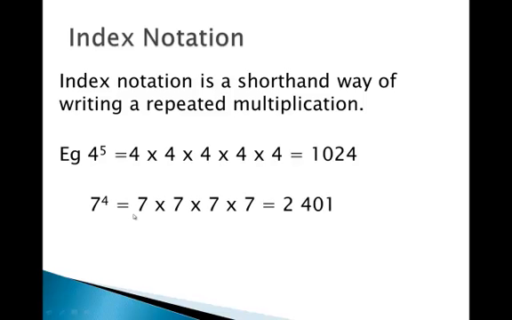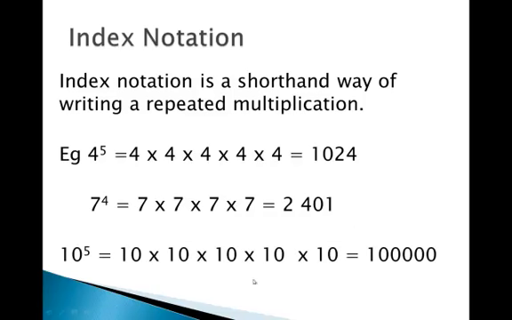7 to the power of 4 is 7 multiplied by itself 4 times to give you 2401. And 10 to the power of 5 is 10 times 10 times 10 times 10 times 10. So that gives you 1 with 5 zeros. That's an interesting thing to note. Whenever you're doing 10 to the power, it's simply the number of zeros. So here you're going to end up with 5 zeros. If you have 10 to the power of 7, you would have 7 zeros in your answer.